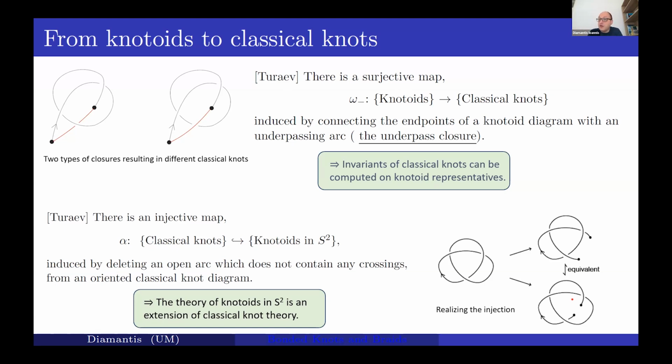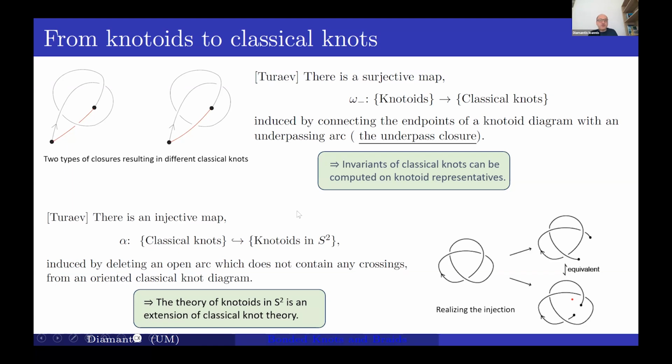This is very important because, as I mentioned before, we have lots of different invariants. Some are strong, some are not as strong at distinguishing knots. But moreover, there is an injective map from the set of classical knots to knotoids.